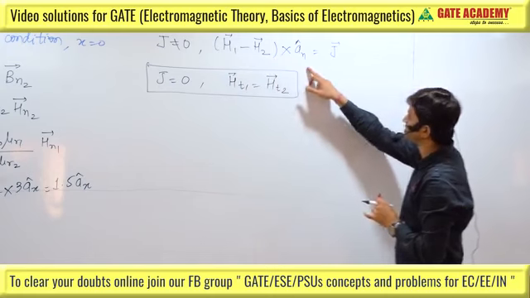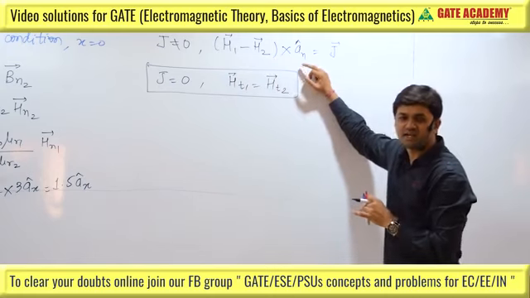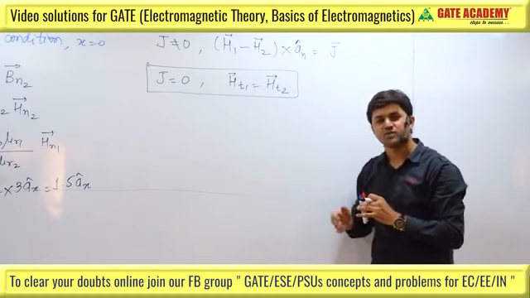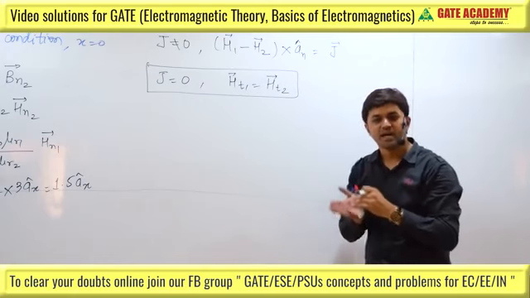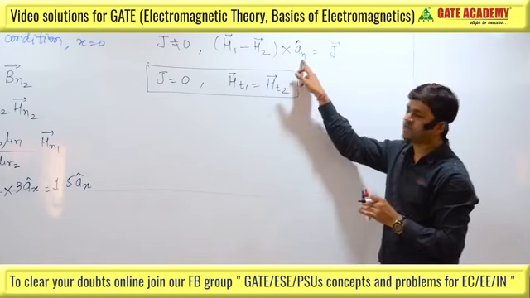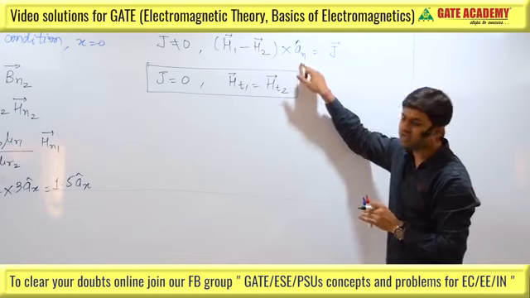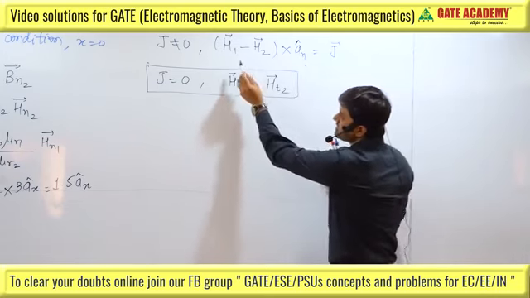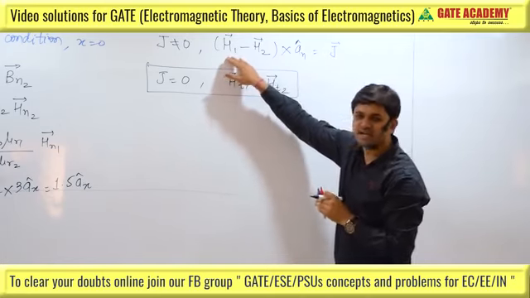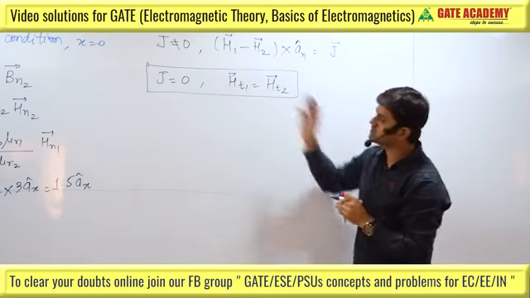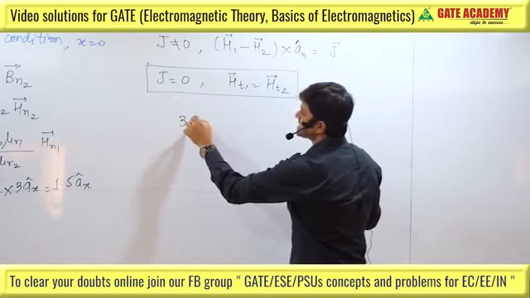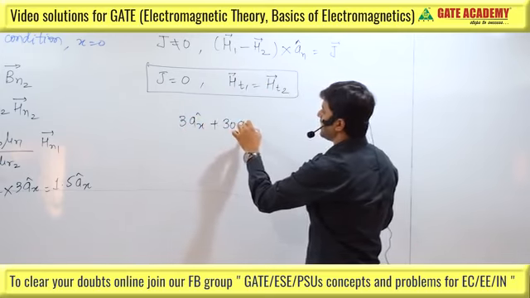So (H1 minus H2) cross an equal to J, where an is the unit vector normal to the interface. Here the interface is x equal to 0, which means the yz plane, and the normal to the yz plane is x itself. So an will be ax here. And here we have written H1 and H2, not Ht1 and Ht2, because this gives only the tangential component. The normal component will automatically go to 0, as we will see. H1 is 3 ax plus 30 ay.